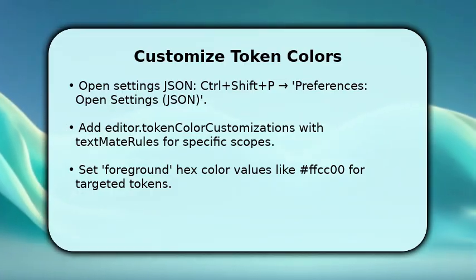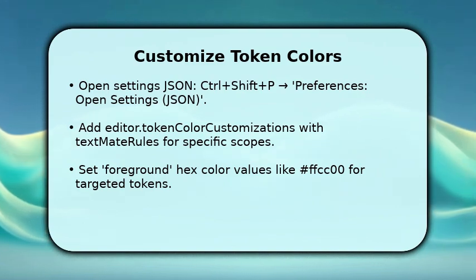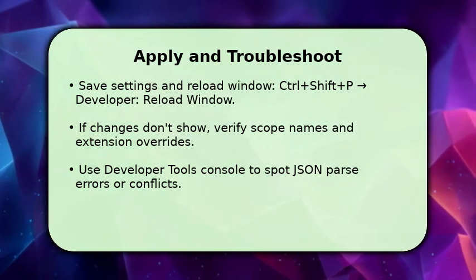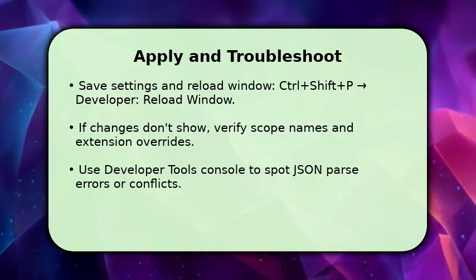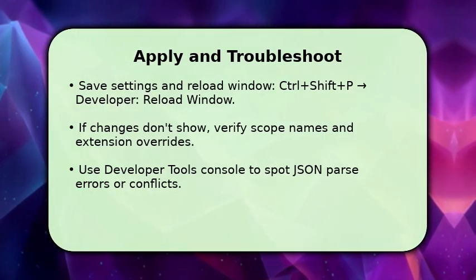Make sure to pick accurate scope names. Misnamed scopes will have no effect, so check example rules if unsure. Finish by saving your settings JSON and reloading the window so VS Code applies the new colors. You should now see the updated font colors for the targeted tokens.